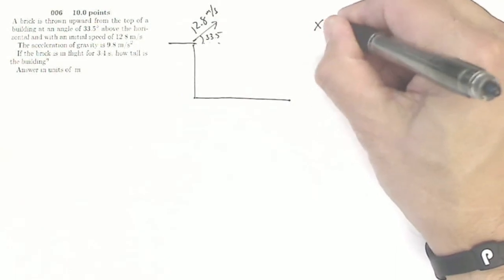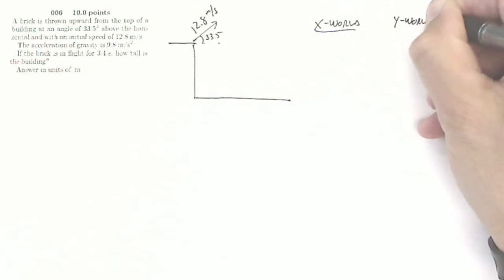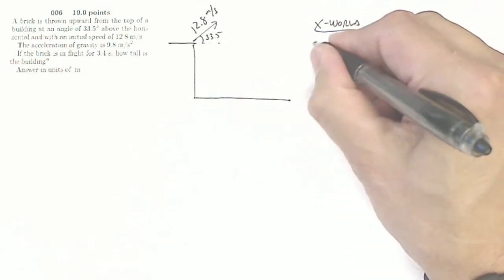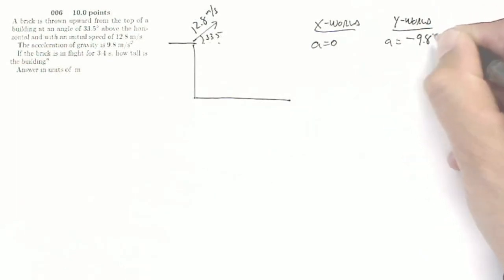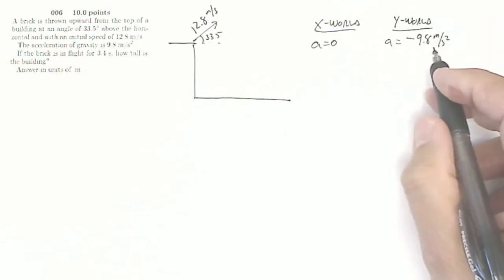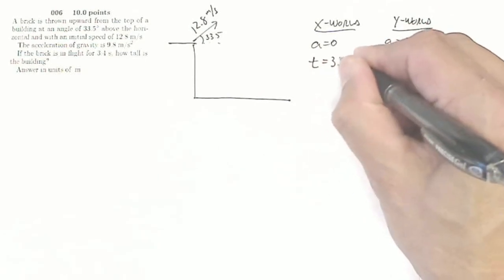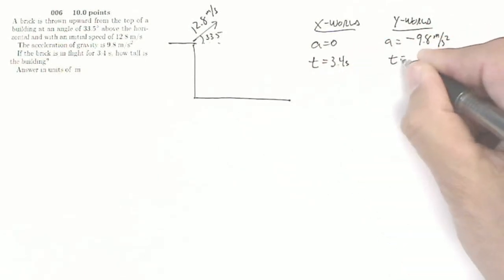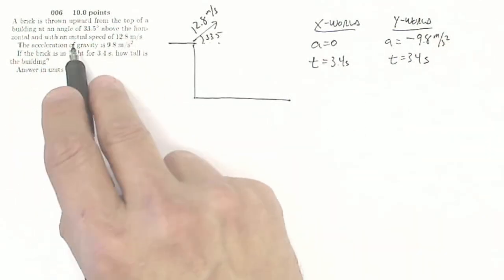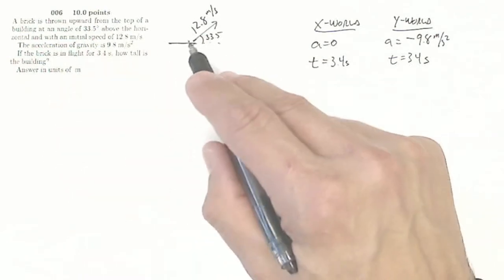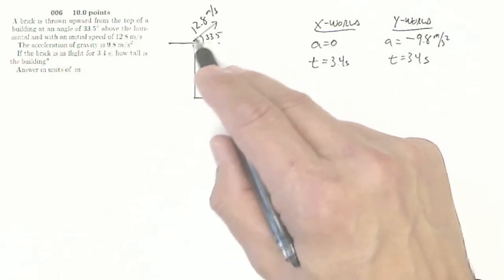Well, what I know, let's see, X world and Y world. I know that my acceleration is 0 in the X world. I know that my acceleration is negative 9.8 meters per second squared in the Y world. I know that the time, they give me the time, is 3.4 seconds. And that's good over here too. The time is 3.4 seconds. I don't know the height of the building. I do know that I've got a launch speed and a launch angle. Now this is a monster. It doesn't belong in the X world or the Y world.